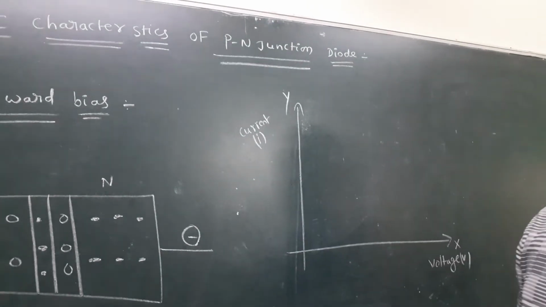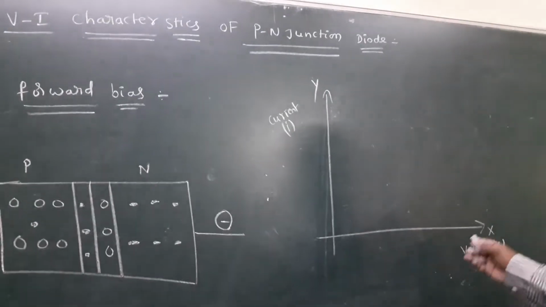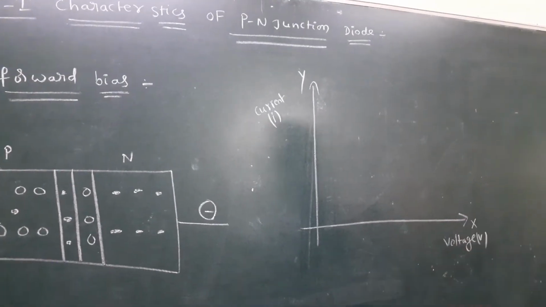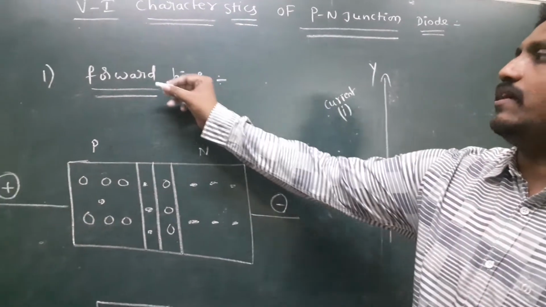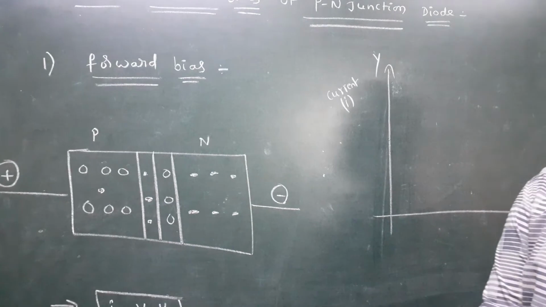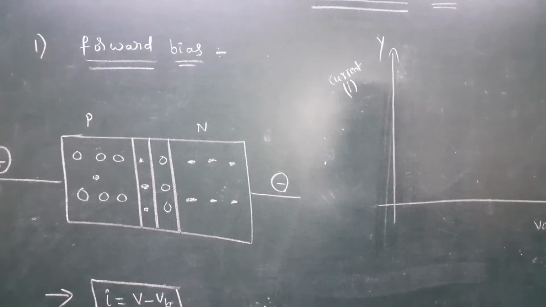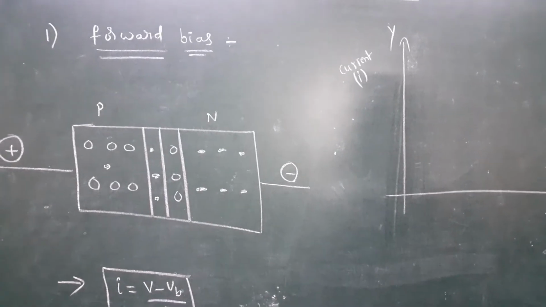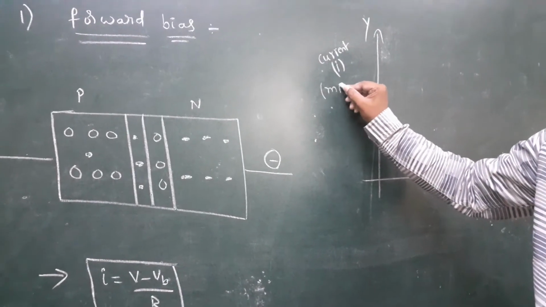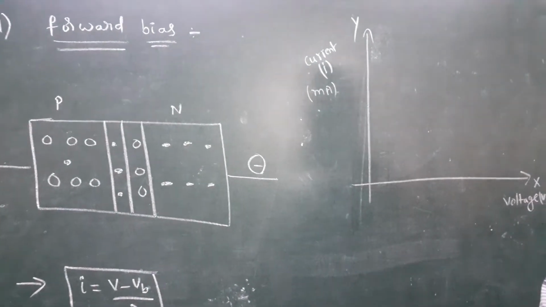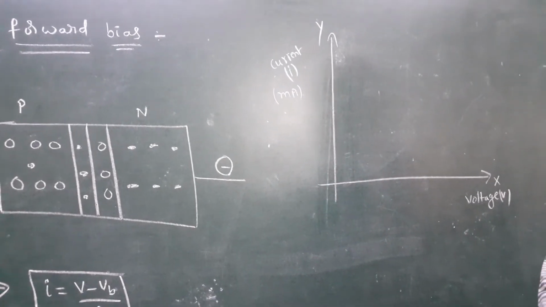This is the PN junction diode. Voltage is taken as the x-axis, current as the y-axis. Today, I discuss forward bias. Generally, forward bias current is produced due to majority charge carriers, which means a large number of charge carriers. This current is measured in a milliammeter, that means in milliamperes.